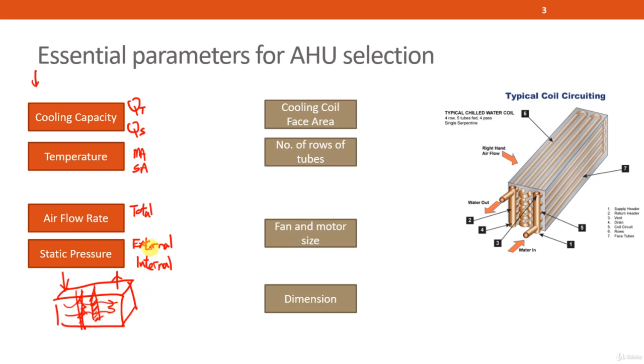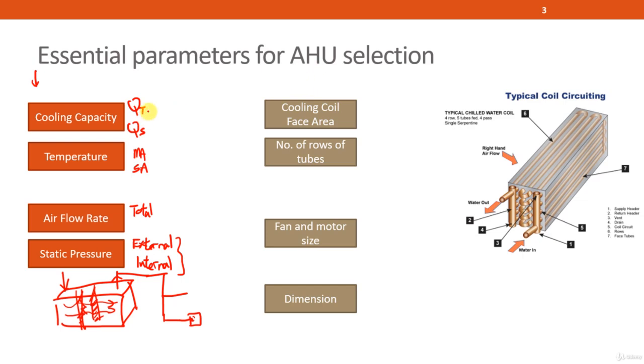And as you can guess, external is after the air goes out from the AHU. It will pass through some elbows, some junctions, and maybe some dampers, and finally reach the diffuser. All of these contribute to pressure losses along the way. So you will have to find out the total pressure losses that the AHU fan needs to overcome. Here are the important parameters within AHU selection.